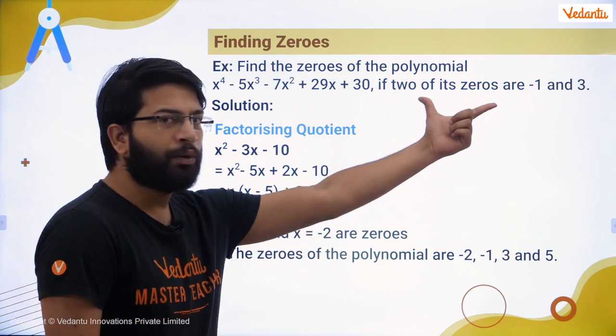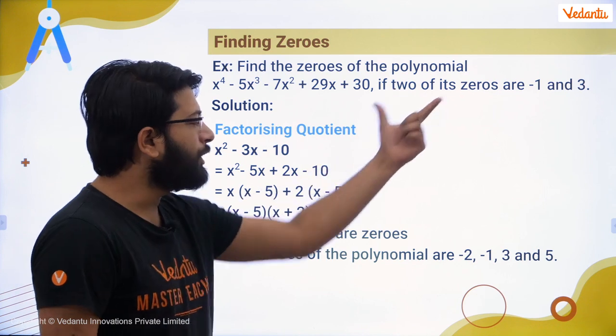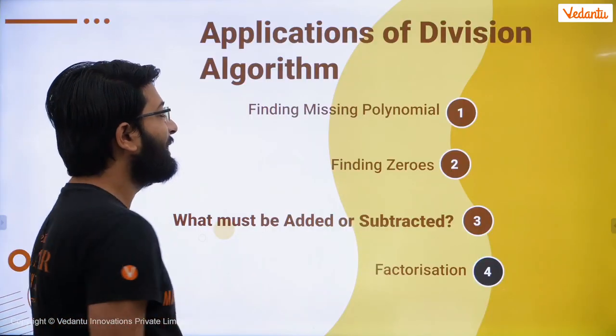So we already knew 2 zeros, and we got 2 more zeros. So 2 zeros, 2 zeros, total 4 zeros. Now we know that. Clear? Very good. Excellent.